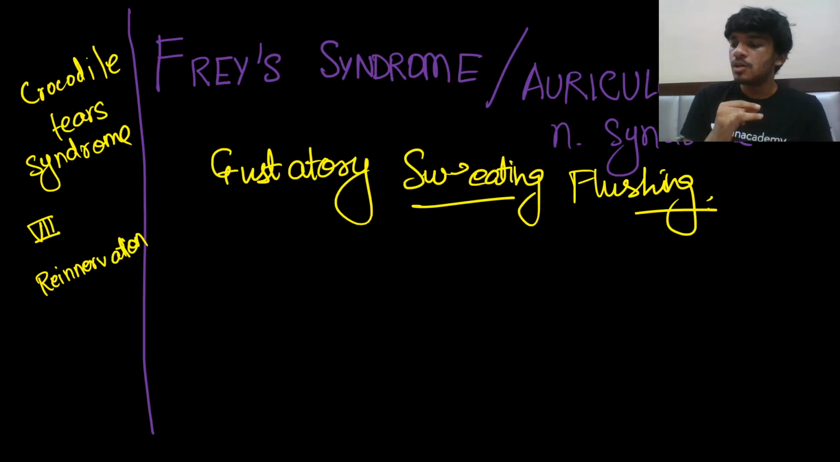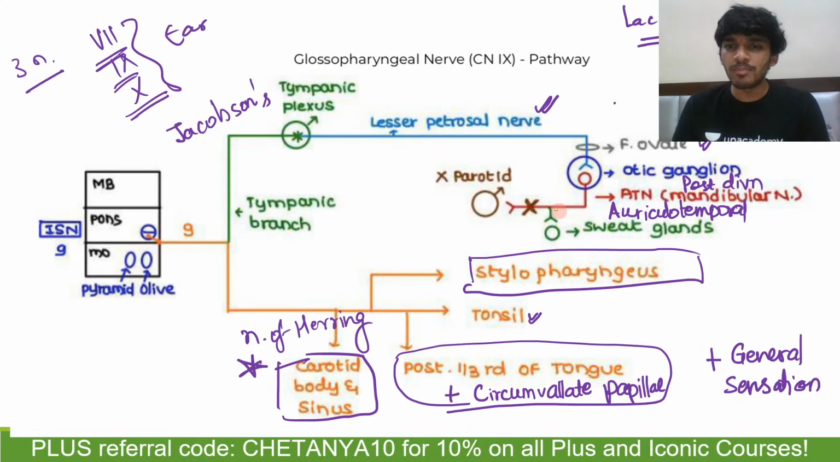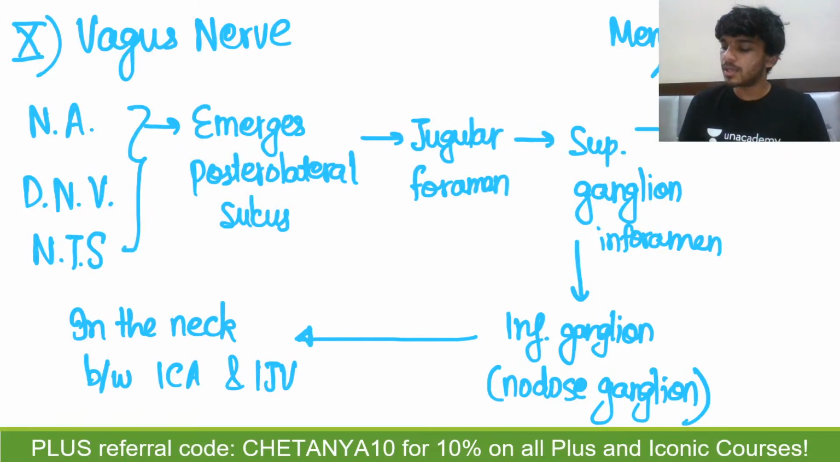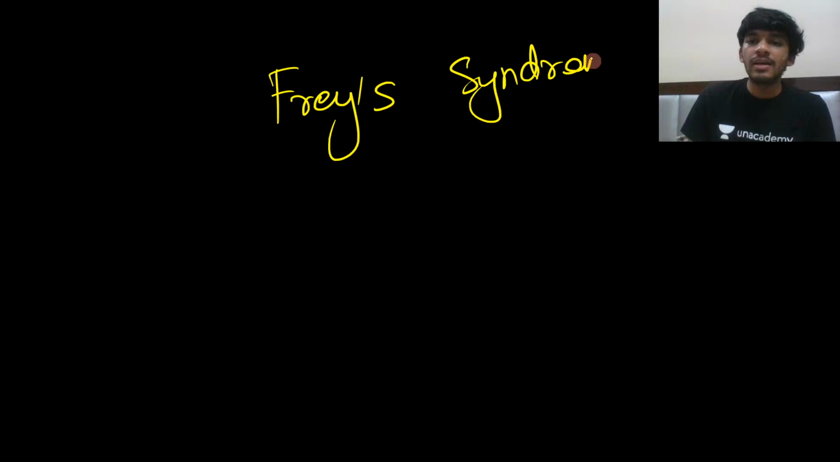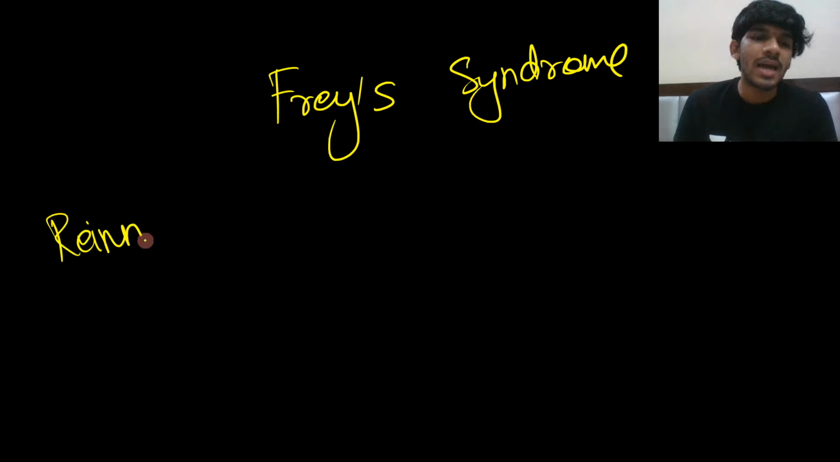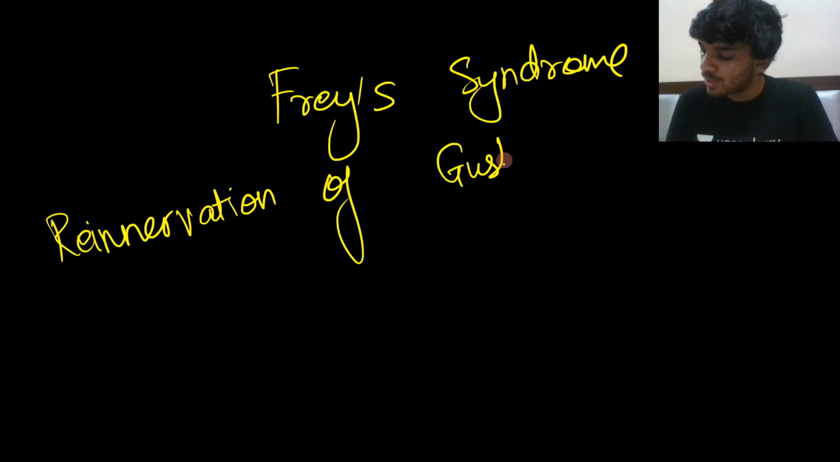So when you eat that, your parotid gland has to get stimulated, and because of a reinnervation here, the auriculotemporal fibers that were meant to go to the parotid instead go to the sweat glands, because these are also supplied by the parasympathetic division here. So because of that reinnervation, in Frey syndrome you will have reinnervation of parasympathetic fibers. This will explain why there is gustatory sweating. Gustatory means when you are eating food.